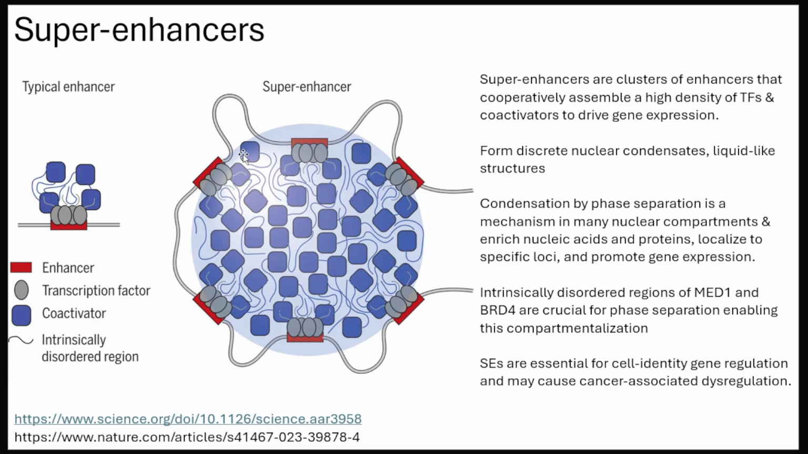So these super enhancers are really essential for cell identity gene regulation, like a liver cell making its digestive enzymes. You need a lot of it because it's a liver, that's just what it does, and it may cause cancer-associated dysregulation if, say, another gene got shot in here that wasn't supposed to be doing that, and it would unfortunately make a lot of that and make the cancer more complicated.